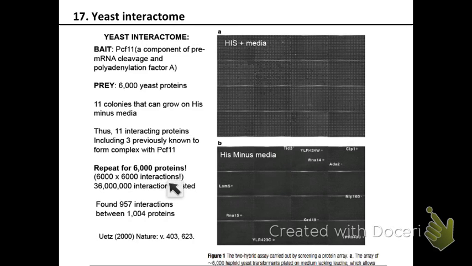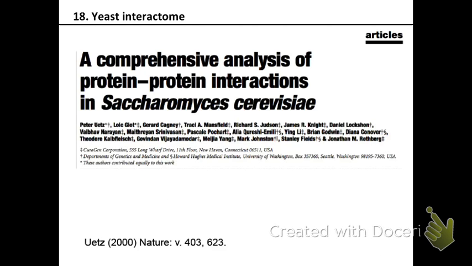And then they repeated it for the 6,000 other proteins. So after doing it with PCF11, they did it for every single yeast protein. What that means is that they basically measured 6,000 by 6,000 one-to-one interactions, and that is 36 million interactions in total. And what they found is 957 interactions that connect about 1,004 proteins. This was done quite a while ago, in 2000, and it's been published.